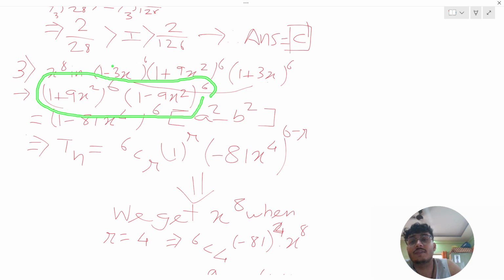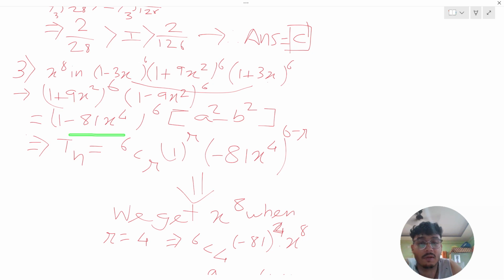This is again of the form (a plus b) into (a minus b). I take my 6 as the power common. So (1 minus 9x square) into (1 plus 9x square) is ultimately 1 minus 81x to the power 4. So the question reduces to finding the coefficient of x to the power 8 in the expansion of (1 minus 81 into x to the power 4) whole to the power 6.